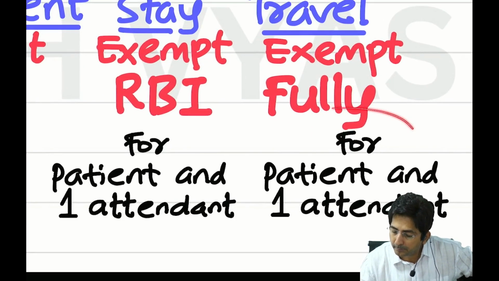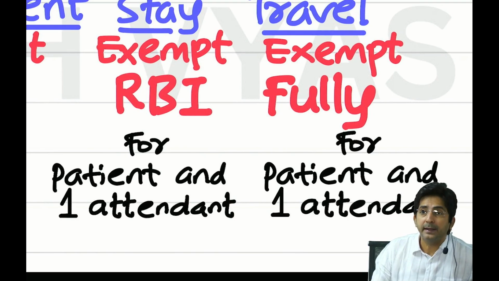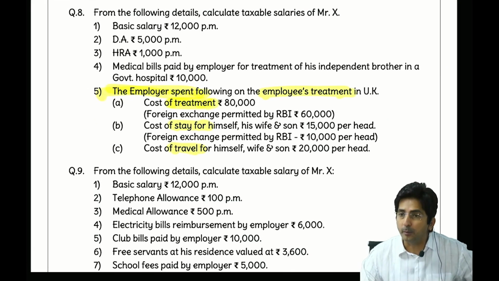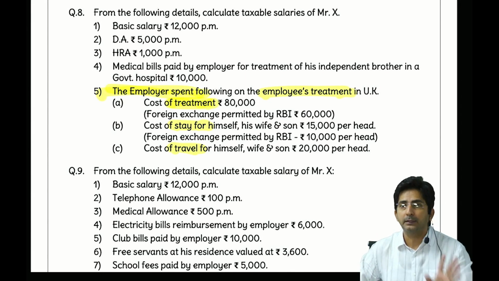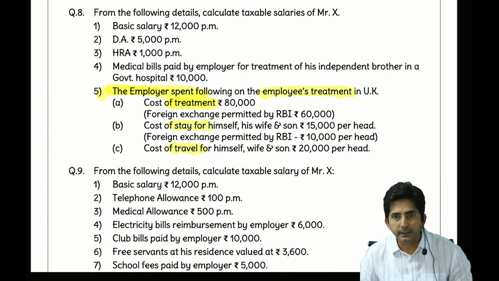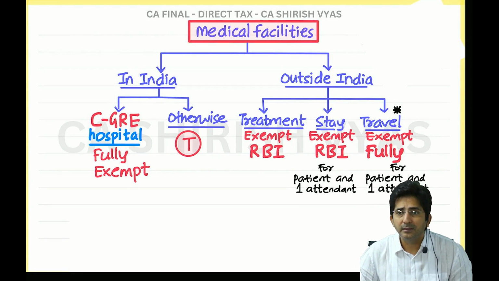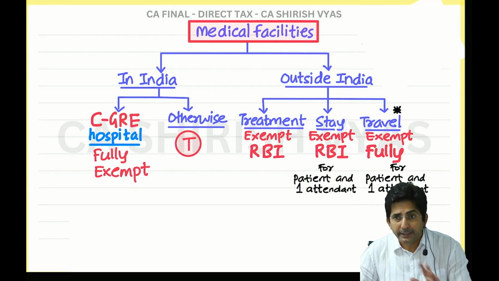See what is written? Patient and one attendant. So it will be only 2 persons. So for 2 persons it comes to how much? 20,000 into 2, 40,000. Did you understand this? So that's it. We completed what? Medical facility. Actually it is not completed.